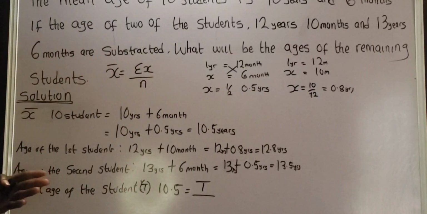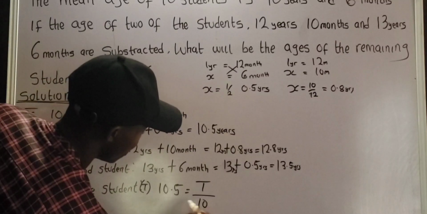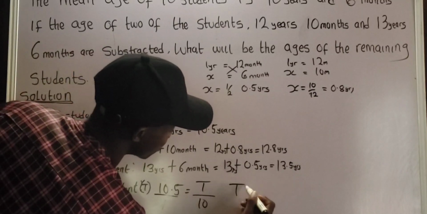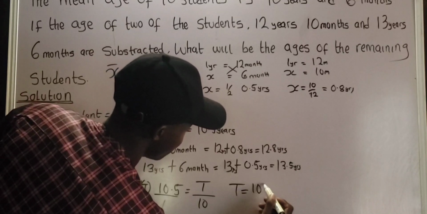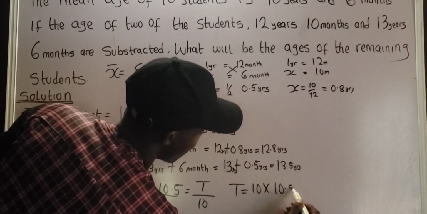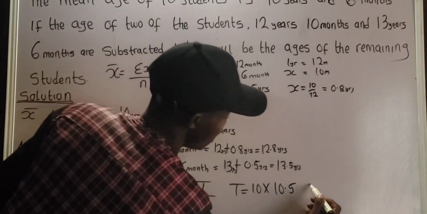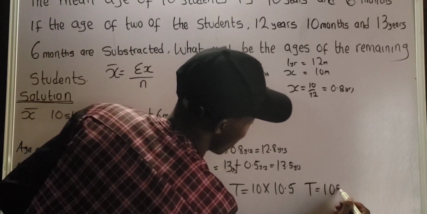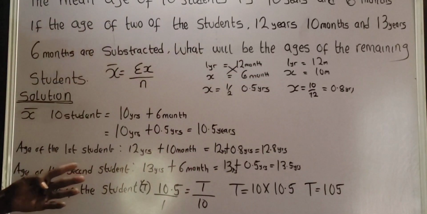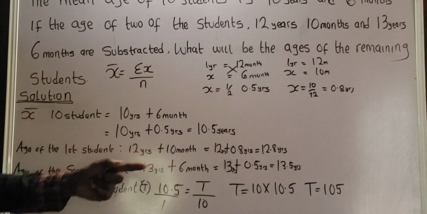N is what? 10, because the total number of observations is 10, which is the students. So if you cross multiply, t is equal to what? 10 multiplied by 10.5. T is equal to what? 105. So the total age of the students is 105.